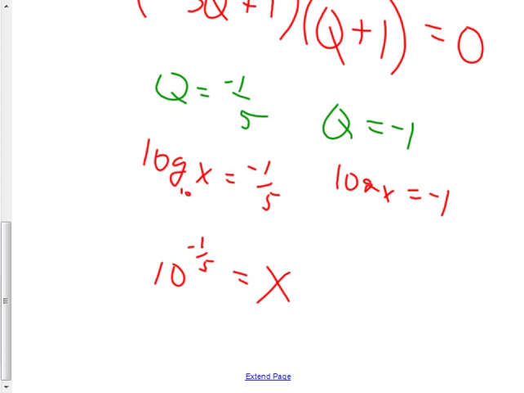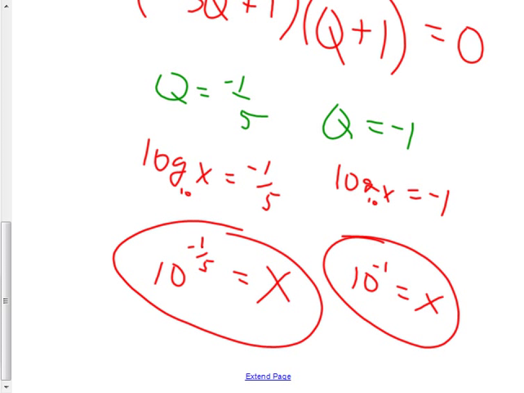Well, that wasn't that hard. It was one step. And then this is base 10: 10 to the negative 1 equals x. And that's a perfectly good answer, just the way they are, because you aren't going to know what the 5th root of 10 is. So since calculators aren't allowed, it's good enough. Yes, sir. Yep.